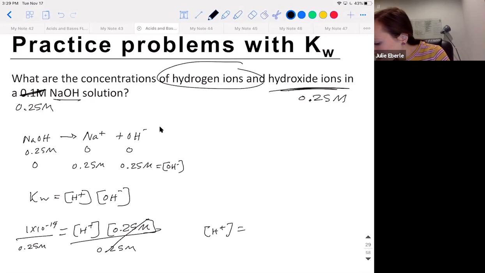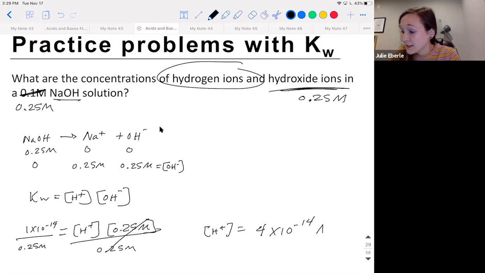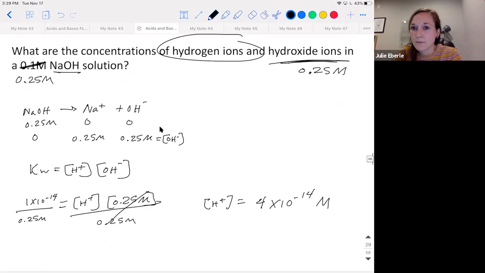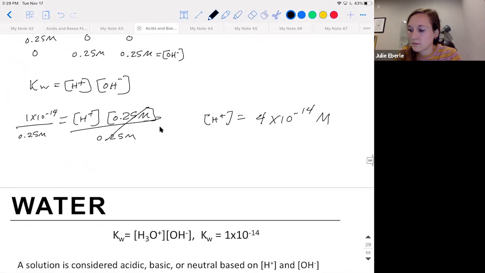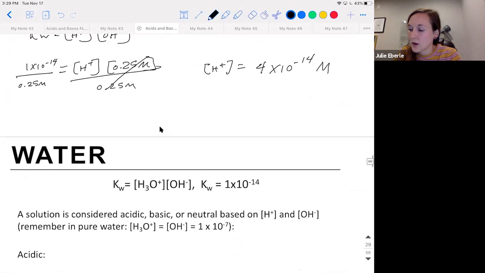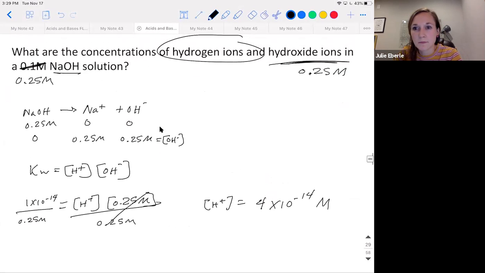I got 4 times 10 to the minus 14. Does that sound right? Okay. So that's even smaller. That's ridiculously small, but that's how you would do this, okay? All right, any questions on what we just did?